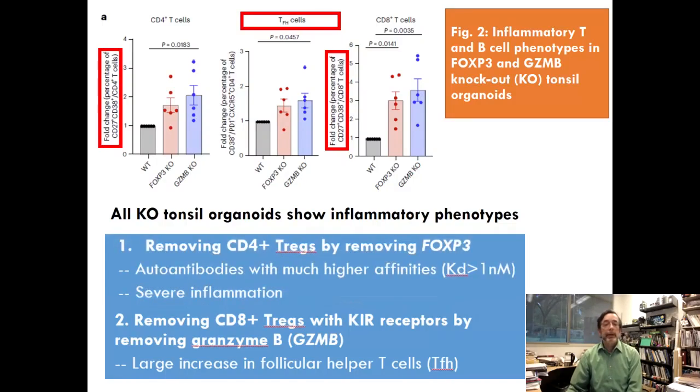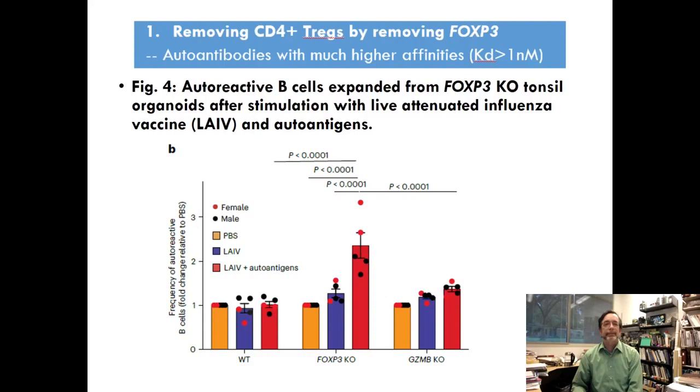This is cool. But now we want to say, so we saw severe inflammation in both cases. But now we want to say, how are the CD4 positive Tregs different? Why are they associated? What are they associated with? And they found out that when you knock out FOXP3, you end up with autoantibodies all over the place. This is where they show this.